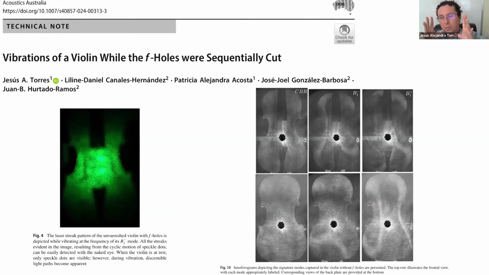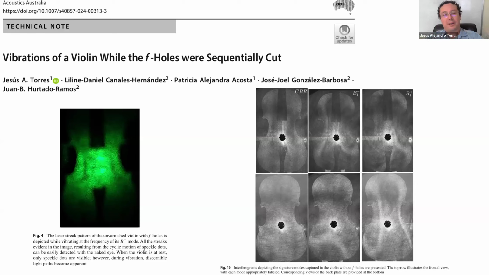Why? Because when we were measuring interferograms, we need a very small amount of vibration, of an order that we cannot hear if the instrument is sounding. We cannot hear the sound when the test was running. But the laser speckle patterns technique, this technique, reveals to us with the naked eye if the violin was vibrating.